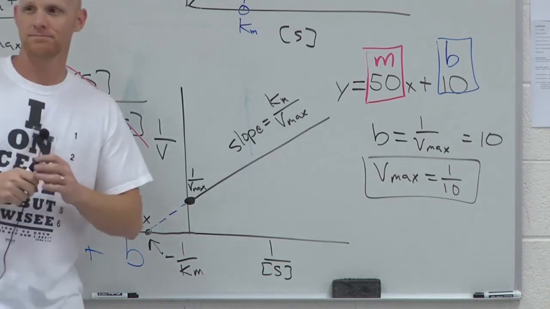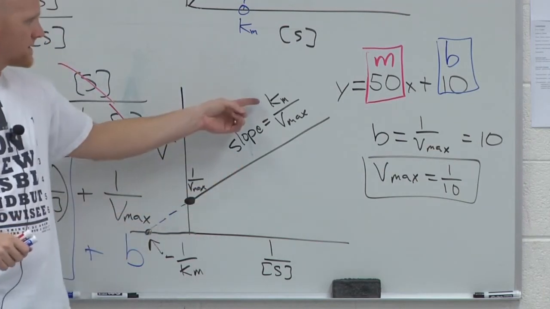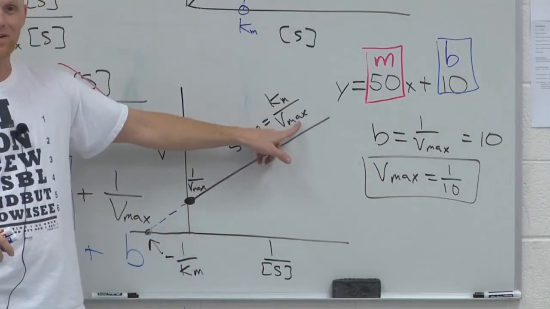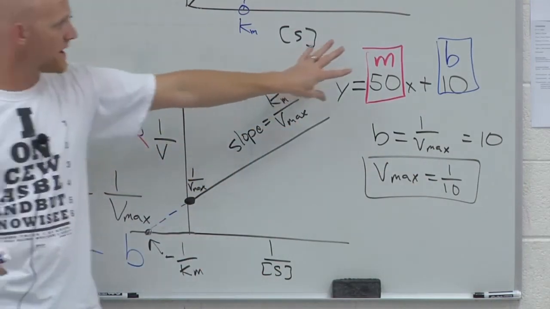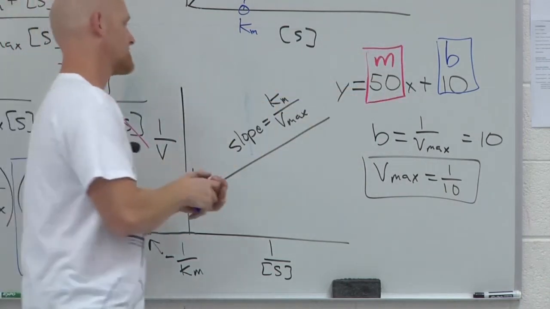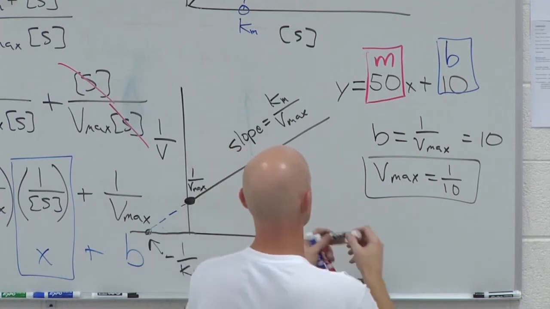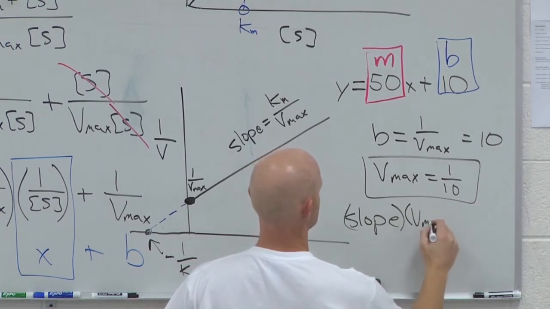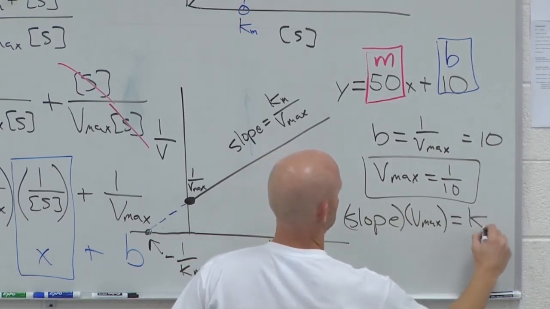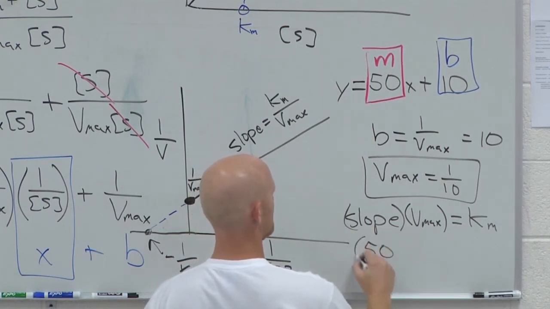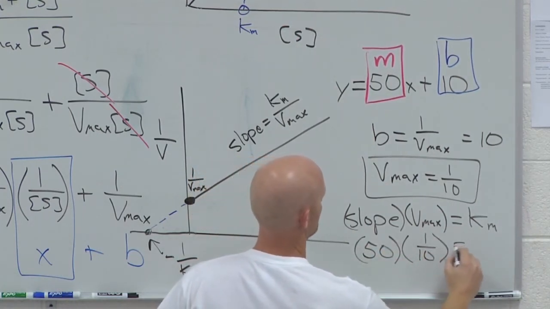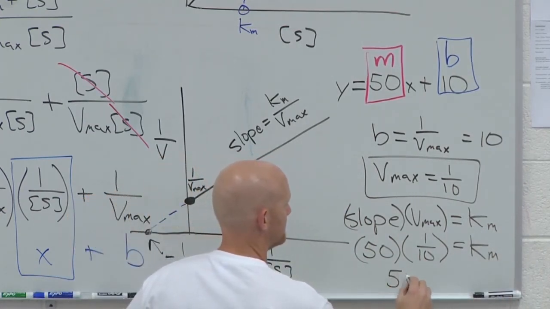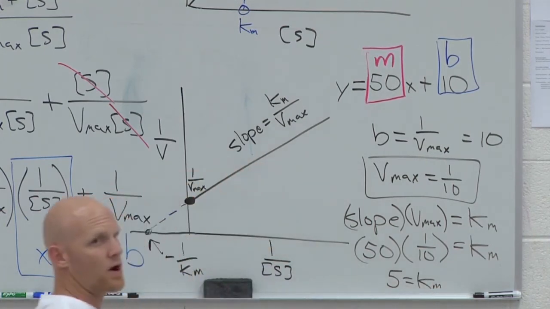Okay, now we need Km. So, if you look here, what's Vmax? Well, we just got it. It's 1 over 10. You can plug that in right there and get Km. So in this case, what was the slope on this graph based on the equation of the line? 50. And so you just say, in this case, slope times Vmax equals Km if you rearrange it a little bit. So slope times Vmax equals Km. And so in this case, the slope was 50. Vmax was 1/10. And there's your Km, which comes out to a grand total of 5 again in some arbitrary units.